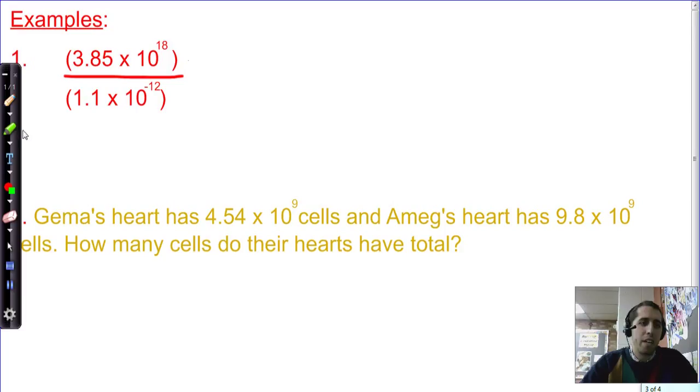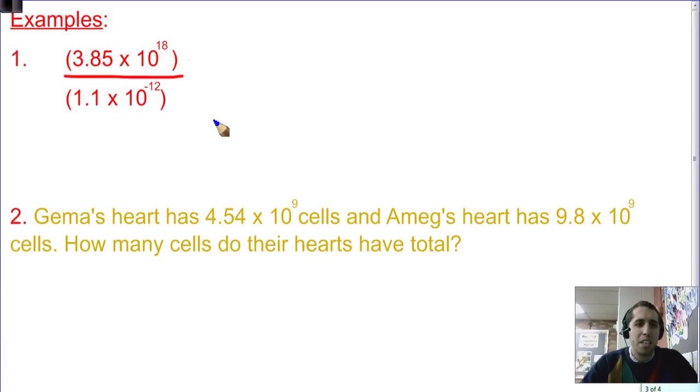But I'm going to do it a different way just to try and explain how to divide when you have two numbers in scientific notation. So let me get a pencil, and I'm going to try my best to make this neat, but no promises. So here we go.